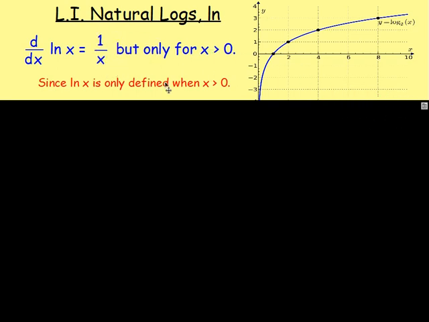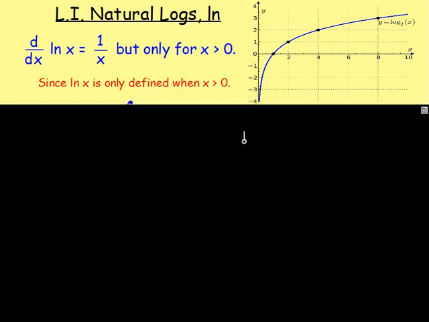But notice if you have your log graph, the log graph only exists when x is a positive value. So it's only when x is bigger than 0. Your log graph does not exist when x is negative if you extended that back the way. So that means that ln x is only defined when x is bigger than 0.